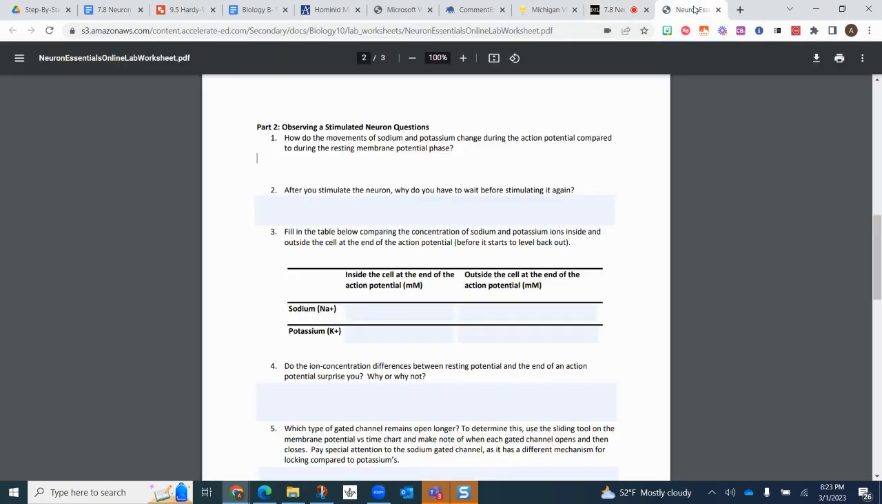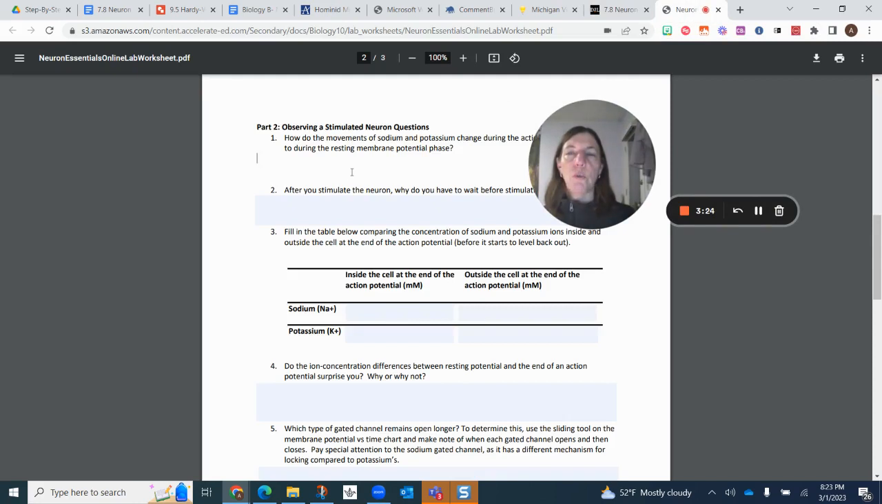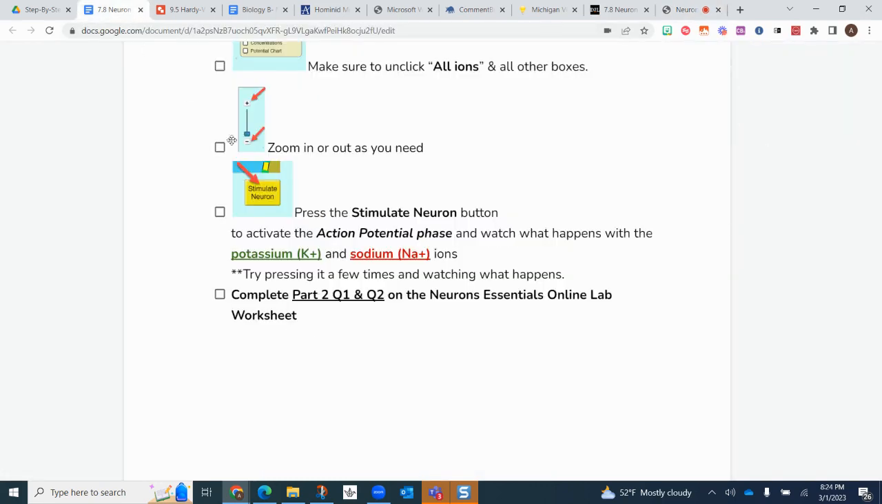Let's go to our worksheet, and we're going to answer those first 2 questions. How do the movements of sodium and potassium change when we activate the brain cell versus the resting? And then after you stimulate the neuron, the brain cell, why do you have to wait for it to be stimulated again? Okay. Then we're going to go to the next part.